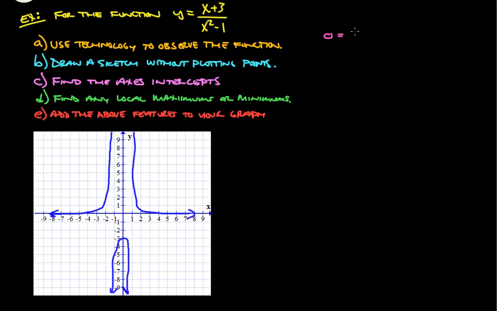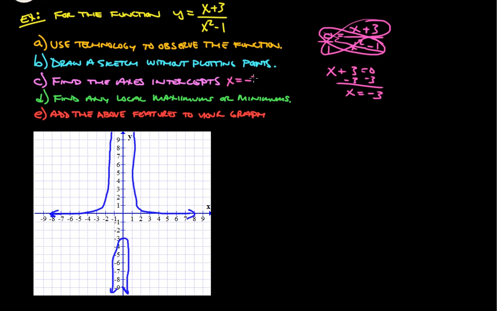So 0 equals x plus 3 over x squared minus 1. Okay, so I'll just do that as 0 over 1. So those cross multiply and they turn into 0. So it's basically just x plus 3. x plus 3 equals 0. So subtract 3 from both sides, and x equals negative 3. So for the axes intercept, we got x equals negative 3 is one of them.